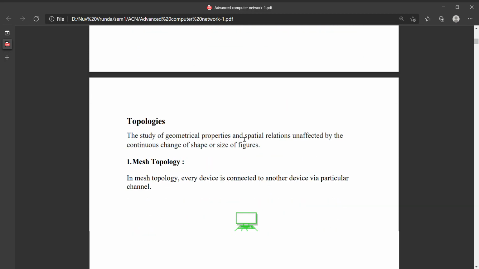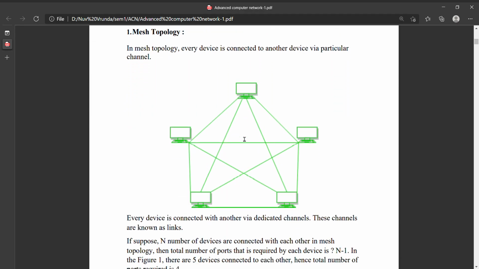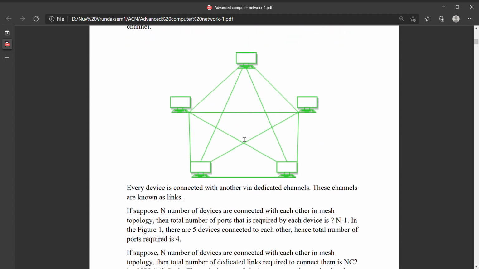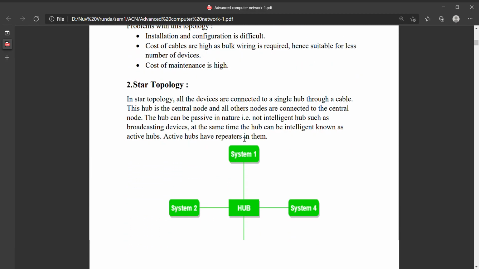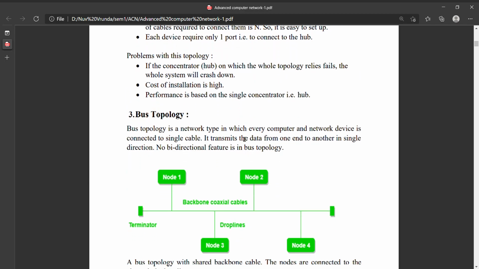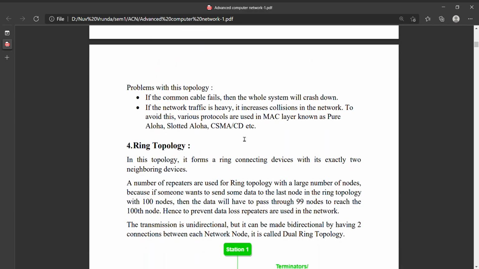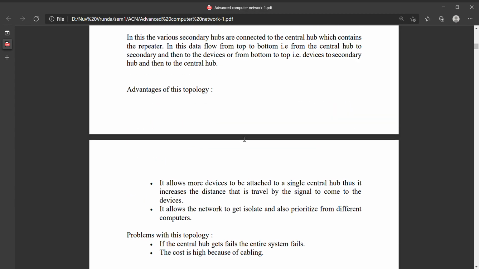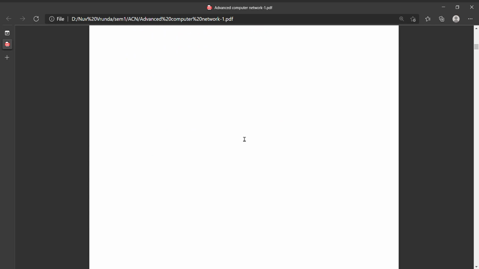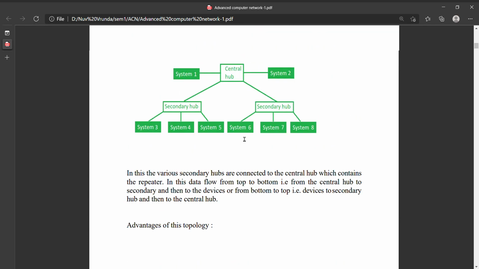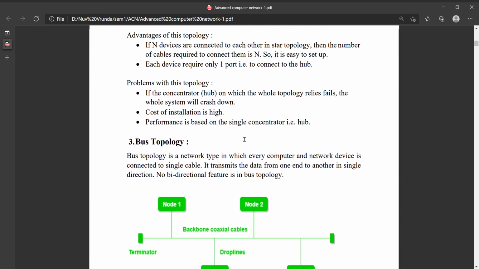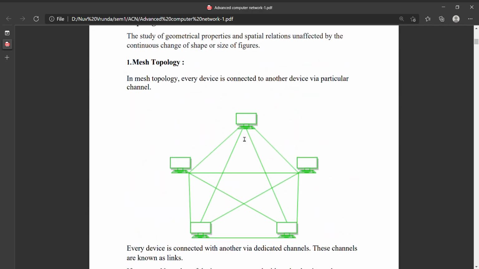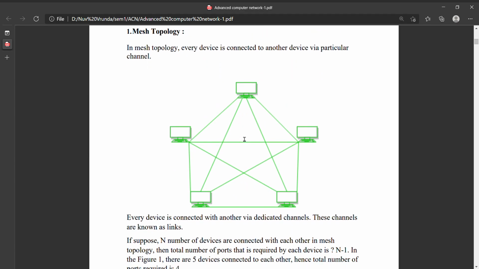Okay. Now, what is a topology? Topology is a geographical connection between two systems. The available topologies are mesh topology, star topology, bus topology, ring topology, and tree topology. We are covering these five topologies here. Hybrid topology and other topologies are also available.